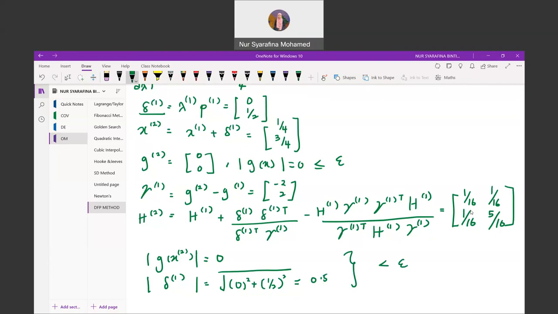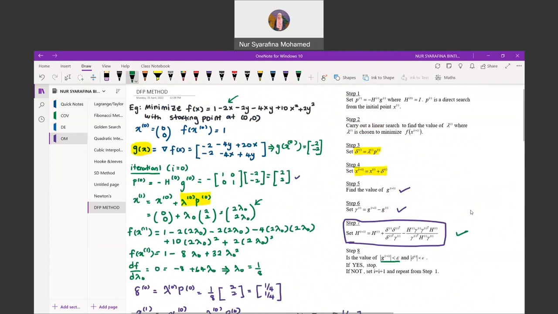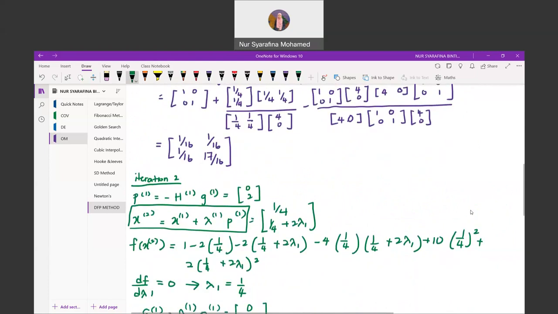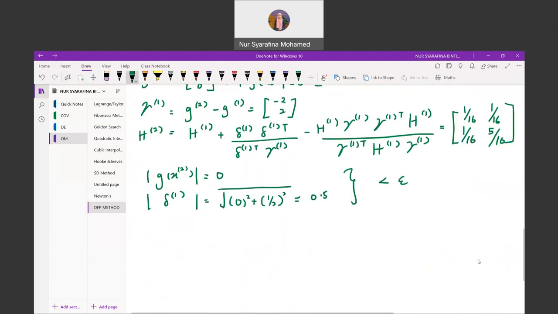and you know that for this DFP, we are going to have an iteration for about n number of variables. So that's why we stop now. Okay. So this is how we minimize the function by using DFP. So the crucial part is, why we need to update the matrix H? Because that matrix will determine the search direction here.